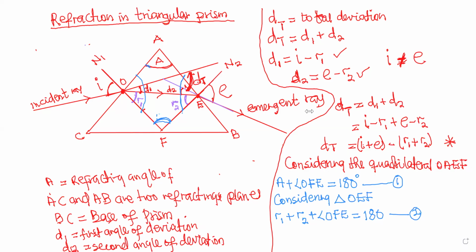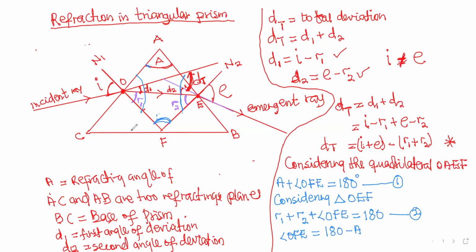When you substituted, what's your final answer? The final answer is R1 plus R2 is equal to A. Exactly. So when you make angle OFE the subject from equation 1, you have this to be equal to 180 minus A. Now substitute this into equation 2. Let's rewrite equation 2: R1 plus R2 equal to that.